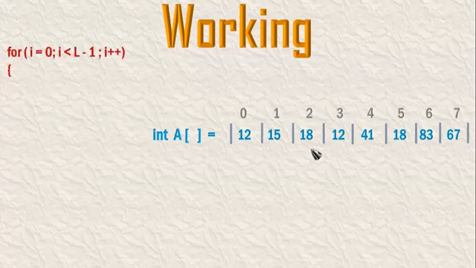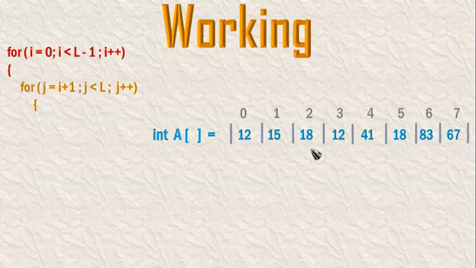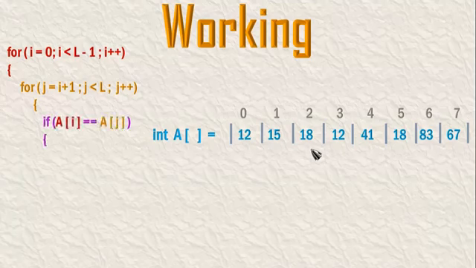So we will have for i is equal to 0, i is lesser than length minus 1, i plus plus. At every pass, it should compare the element with the other elements. We will have the next for loop, that is j is equal to i plus 1, the element next to the i. To compare, we will have an if condition: element at i is equal to element at j.